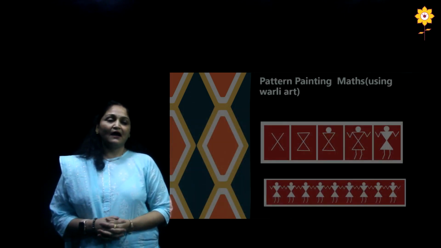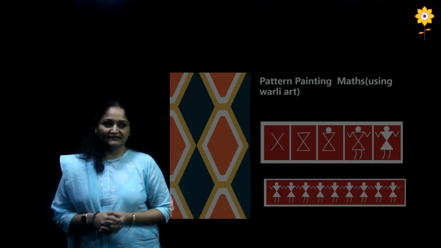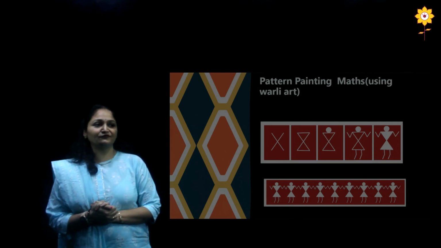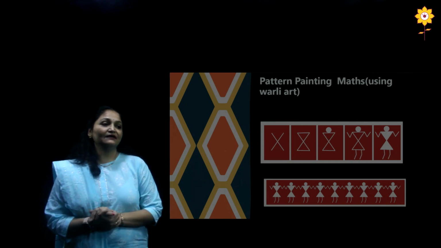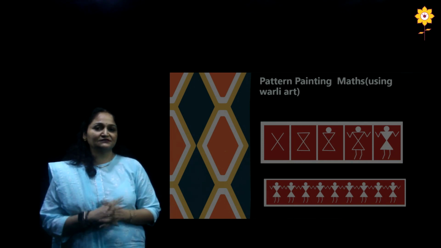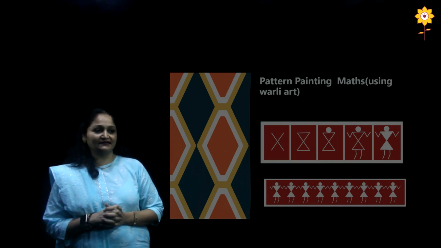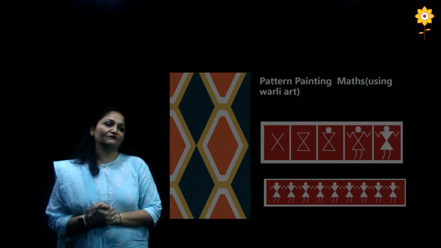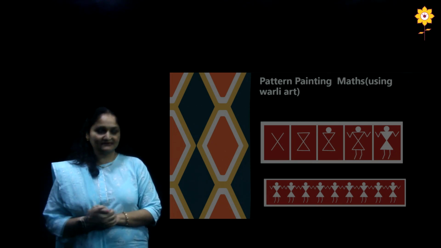Now we'll see how we can use different art forms in teaching various subjects. Let's take an example of mathematics using Warli art. As we can see, Warli art consists of various patterns like circles, triangles and lines. So we can use Warli art to teach the students about geometrical patterns.